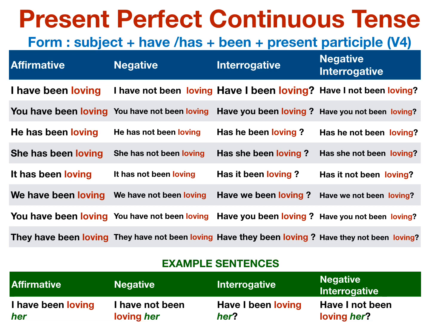Example sentences. I have been loving her. I have not been loving her. Have I been loving her? Have I not been loving her?